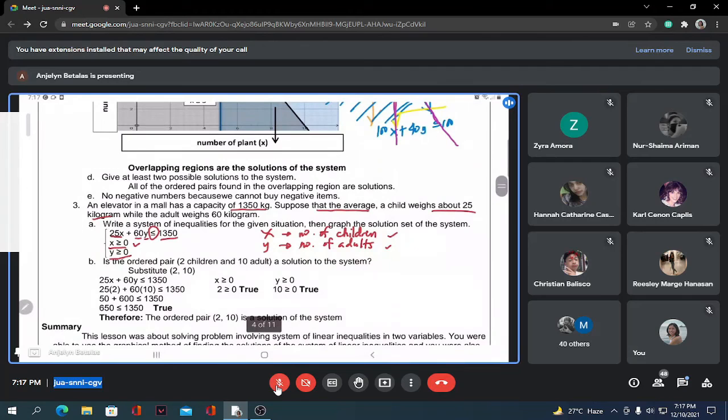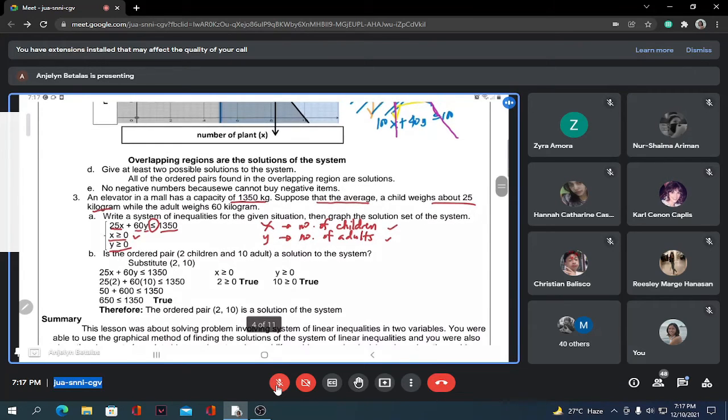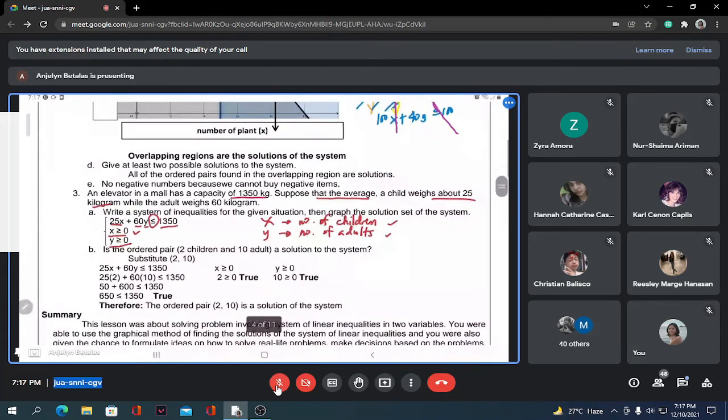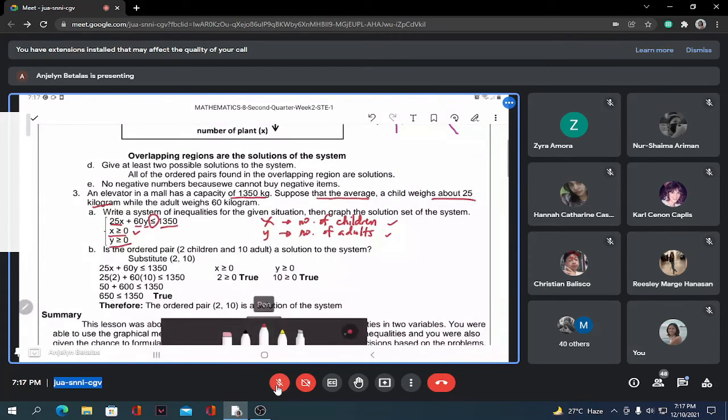It was not graphed in class, but it can be graphed, so let's graph it. 25x plus 60y. Let's have the boundary line, 1,350. So again, x and y.